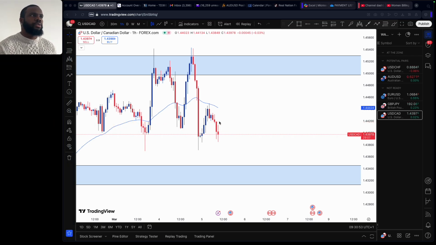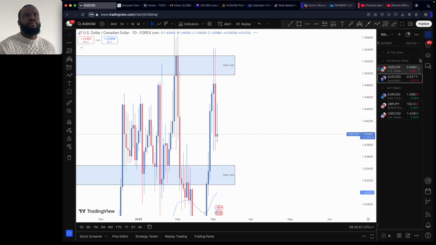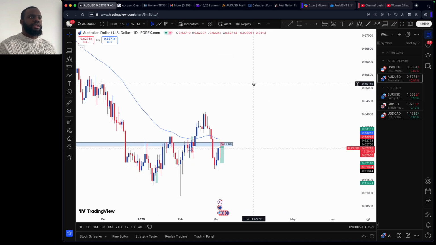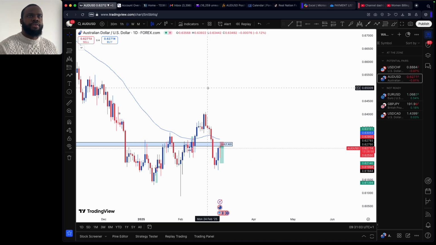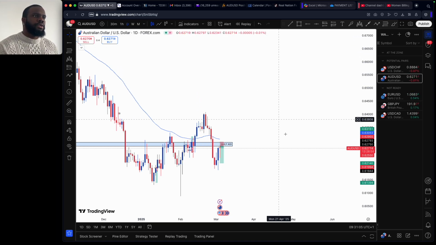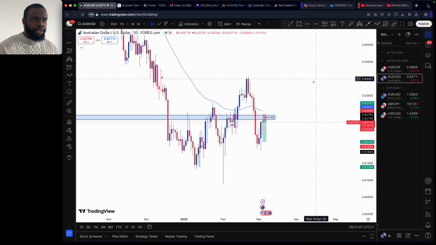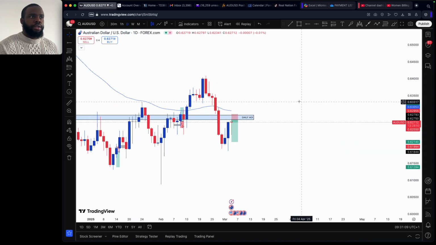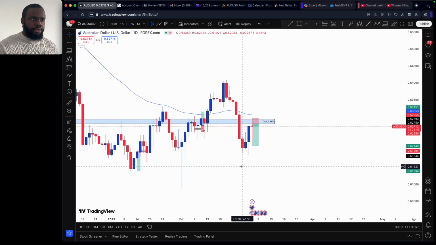So far so good for the week. Here I have AUD USD, like I analyzed before the beginning of the week. On Friday 28th of February, we had the market close here.